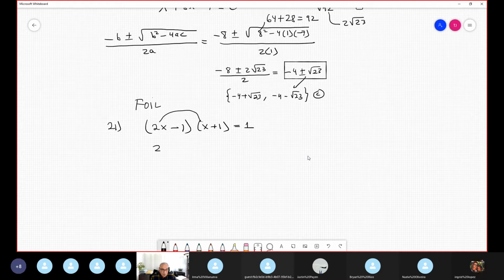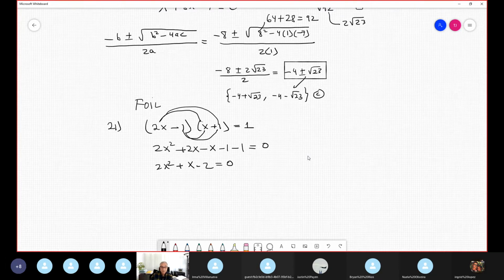Multiplication, this is 2x squared. Multiplication, this is 2x. Multiplication, this is minus x. Multiplication, this is minus 1. And why not move the other one to the other side, minus 1, equal to 0. We combine like terms, 2x squared plus 1x, because 2 minus 1 is 1, minus 2. And this is my equation.